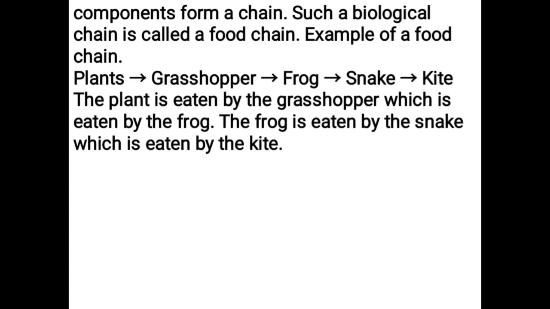Example of a food chain: plants, grasshopper, frog, snake, kite. The plant is eaten by the grasshopper, which is eaten by the frog. The frog is eaten by the snake, which is eaten by the kite.